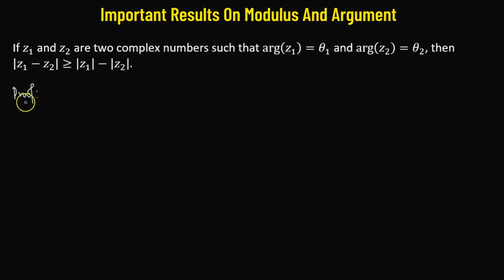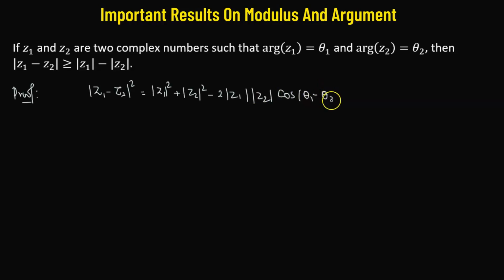So we will begin by considering absolute value of z1 minus z2 whole squared. So this was given by absolute value of z1 squared plus absolute value of z2 squared minus 2 times absolute value of z1 times absolute value of z2 times cosine of theta 1 minus theta 2. So we're going to label this as equation number 1.